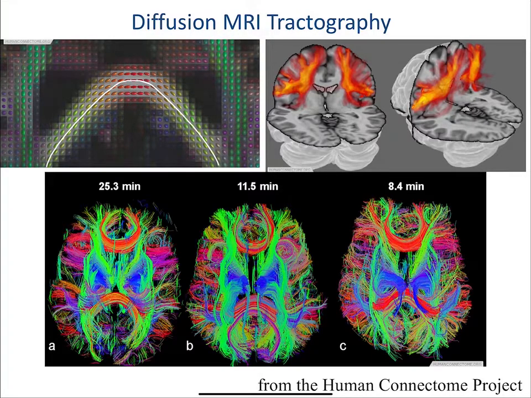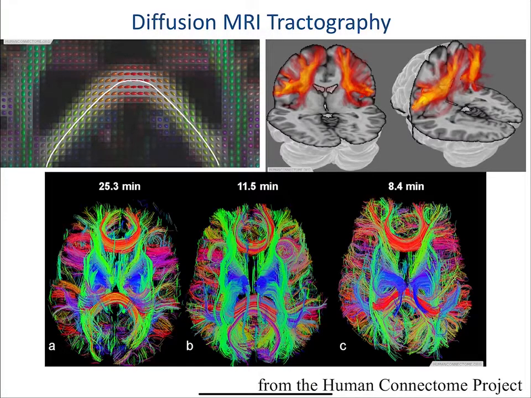I think this is a really nice map down here on the bottom, which is the tractography maps from the Human Connectome Project, showing what you can do with 8.4 minutes, 11.5 minutes, or 25 minutes of data. I think it's still remarkable that you can put a human being in a scanner for 8 minutes and come up with a map like this. It's pretty remarkable. Okay? And there's really no other option, right? I mean, there's no other way to do this, right?